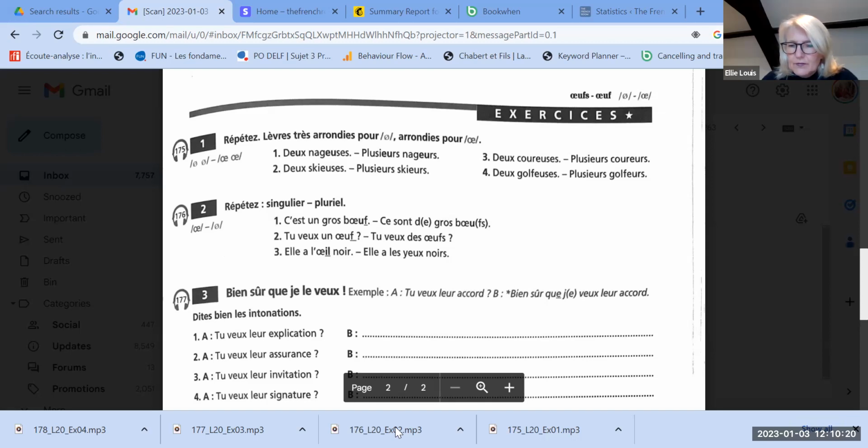3. Elle a l'œil noir. Elle a les yeux noirs.